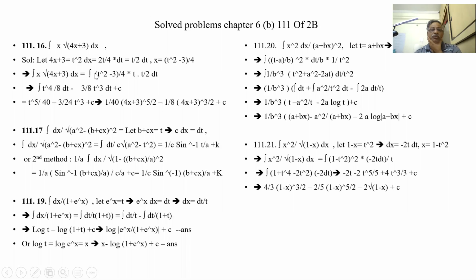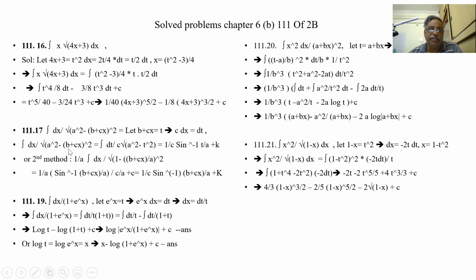So t square I have taken, so t is root of this. So let us see the second problem. Here I am taking b plus cx as t, because the whole square is there, root and square will get cancelled. So b plus cx is t. Then c dx is dt.